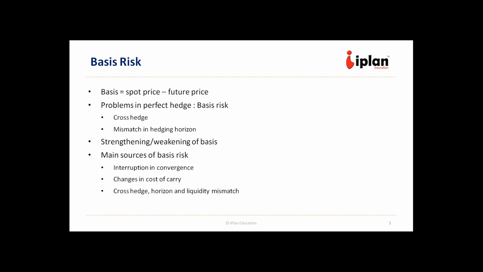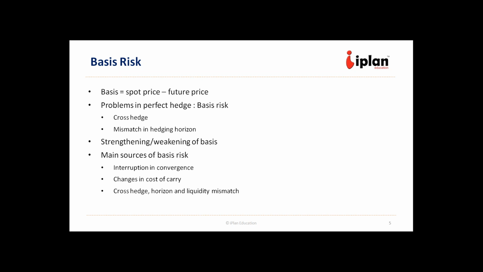Now, the main sources of basis risk. Why does the basis risk increase or decrease? Now, interruption in convergence, as I said. On the date of expiry, the spot and future converge. But let's suppose just before the expiry, the company declares that it is going to give a dividend. As I told you, it can give a problem. Now, change in cost of carry. Let's say the rate of interest increases. Then it was reducing day by day, but finally, after a couple of days, it increased. So basis risk increases. Cross hedge, horizon, and liquidity mismatch, as I just told you.